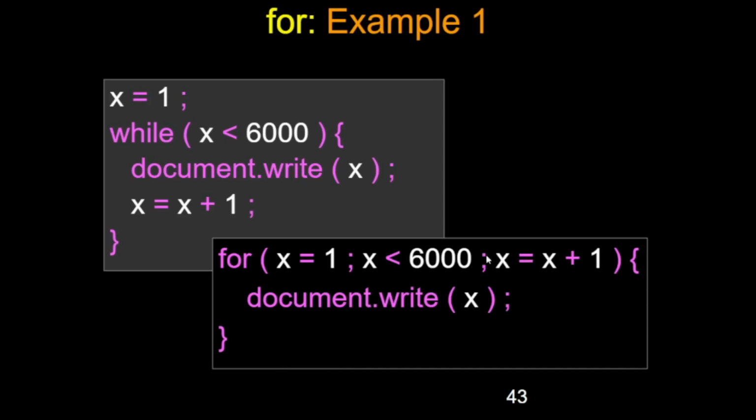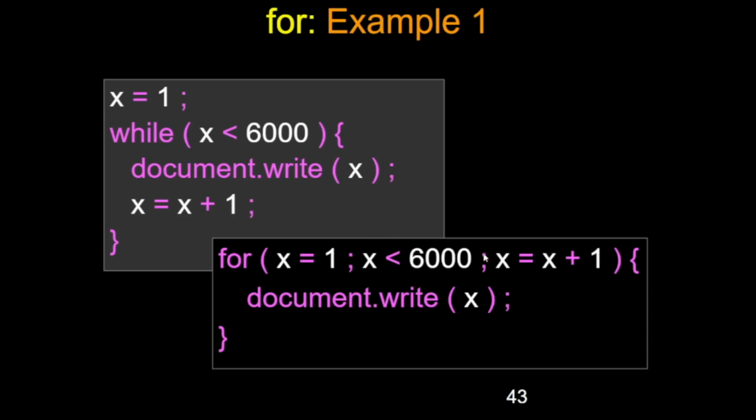Now we write the update expression, which is x equals x plus 1. You can also write x plus plus, which is not wrong, but in this example I have written x equals x plus 1 for simplicity. So here is the complete breakdown of the for loop: initialization expression, test condition, and then the update expression. And then here are the curly braces.